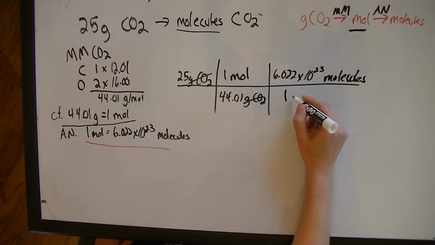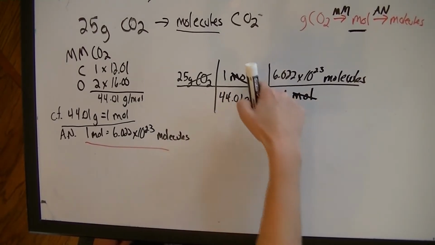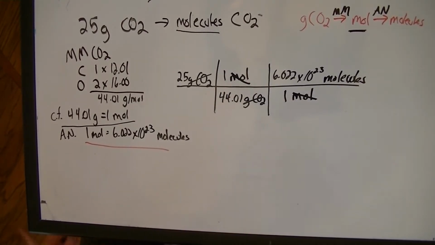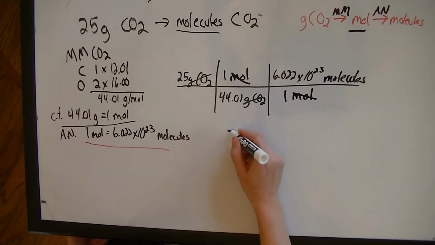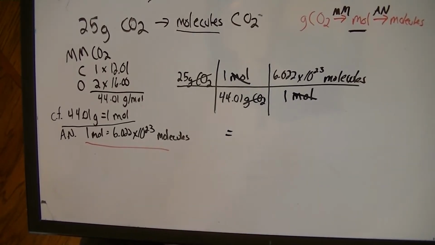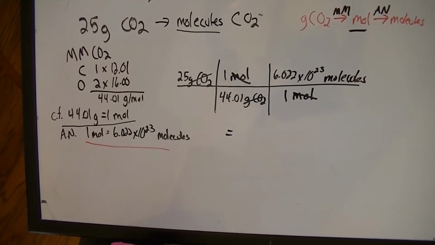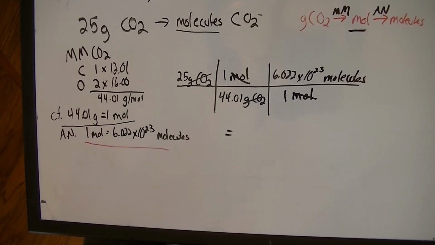And then that will put my 1 mole on the bottom, so that the moles and moles are on opposite sides of this horizontal line, thus canceling each other out. Okay, so I'm going to enter this all into my calculator. Remember, when you're entering Avogadro's number, to use that EE button. So I'm taking 25 multiplied by 6.022 times 10 to the 23rd, and I'm going to divide all of that by 44.01. So what I get out is 3.42.